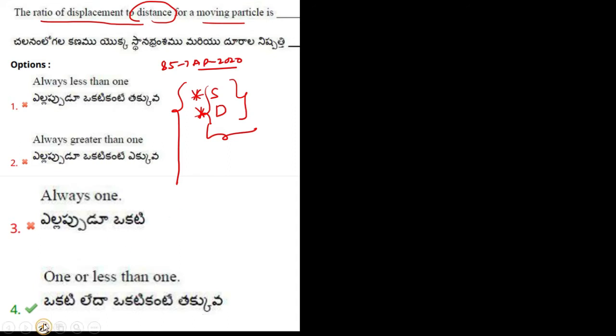So for that, let us see what displacement and distance actually are. Consider a moving particle that is moving from point A to point B, and from point B again it is moving to point C. So these are the 3 points which the particle is covering. Now if you consider the distance, it will be 4 or 5, for example.